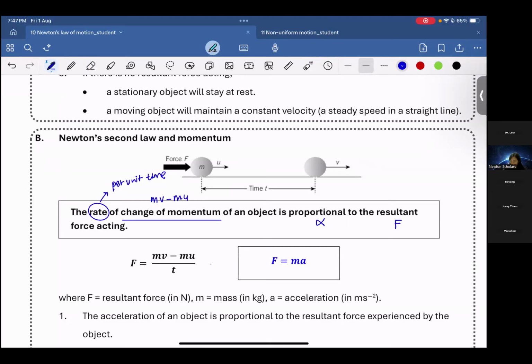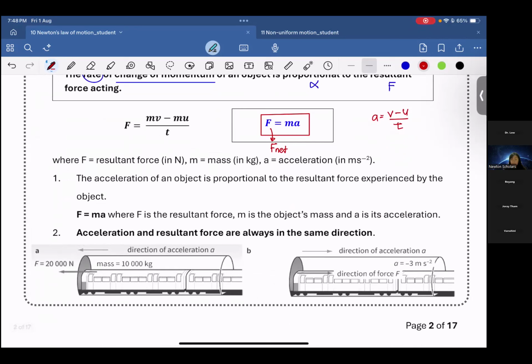Okay, so here we know that acceleration is v minus u over t. So at the end we can get this formula, F equals ma. This one we already learned last time. Don't forget this force is actually the net force, or we say resultant force.